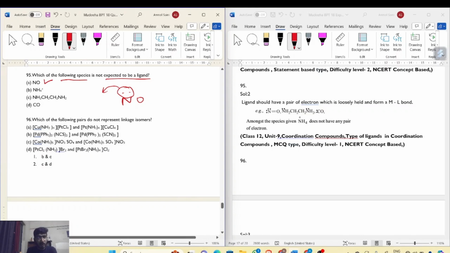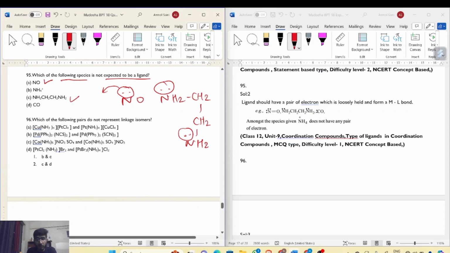Now let's first check for option number C. We have NH2, then CH2, then CH2, and then NH2. So there is lone pair at this nitrogen also, and lone pair at the another nitrogen as well. Okay. So there is two lone pair present. So it can donate two lone pairs and can work as ligand. So this is also a correct answer.